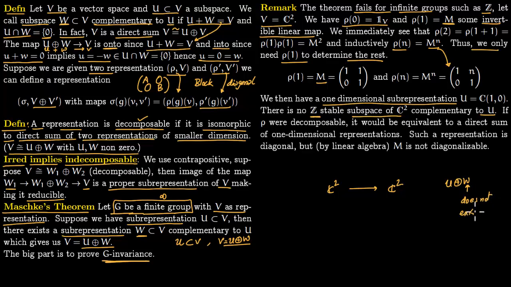Because if rho is decomposable, it would be equivalent to a direct sum of one-dimensional representations. Since U is one-dimensional, the other one also has to be one-dimensional, and such a representation would have to be diagonal. So that means this M has to be a diagonal matrix, but you can use linear algebra to show that M is not diagonalizable. So Maschke's theorem does not apply to infinite groups.